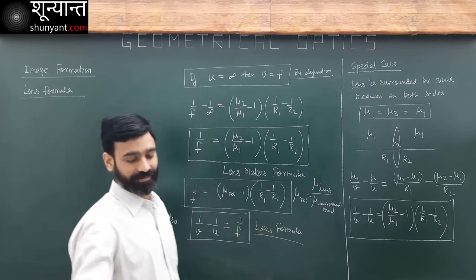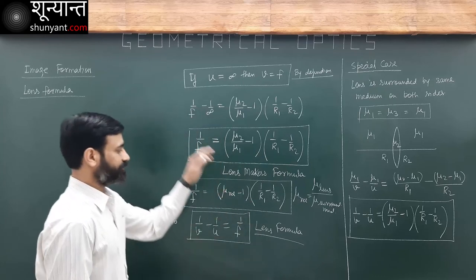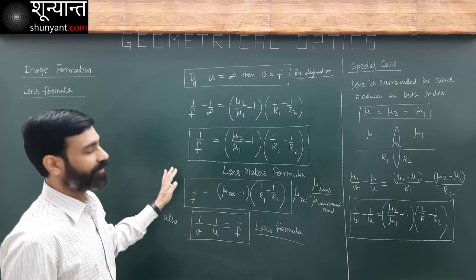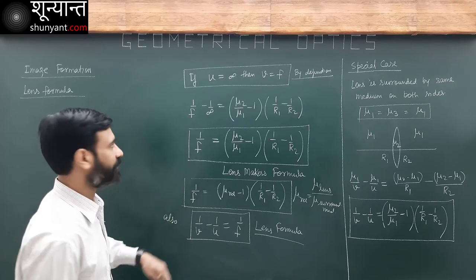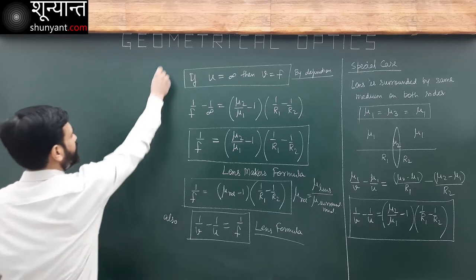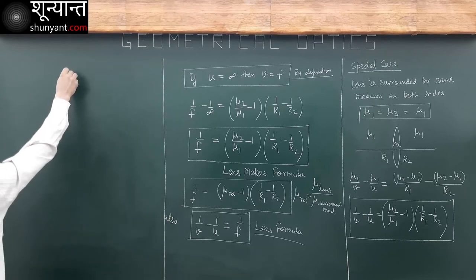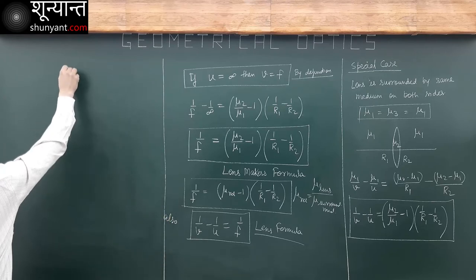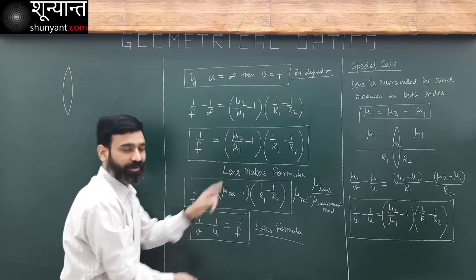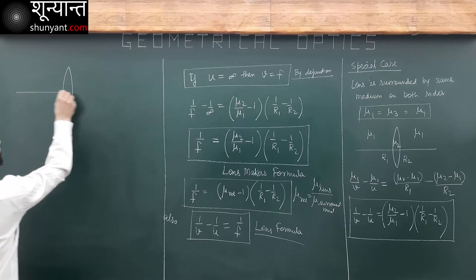Lens formula. Okay. We derived it for a point object, but it is applicable for an extended object also. Okay, let's look at one extended object, like this. This becomes my Lens-Maker's formula. Okay, and then let's see, I have this extended object.